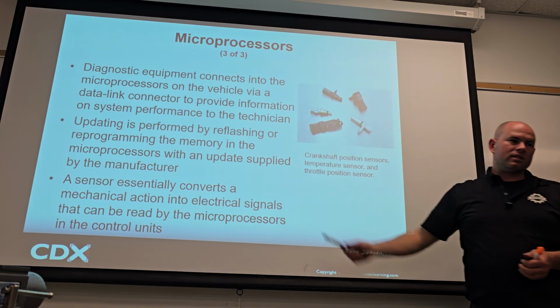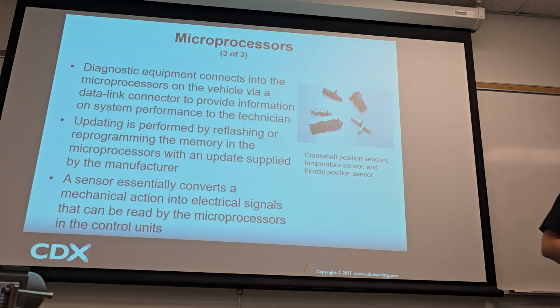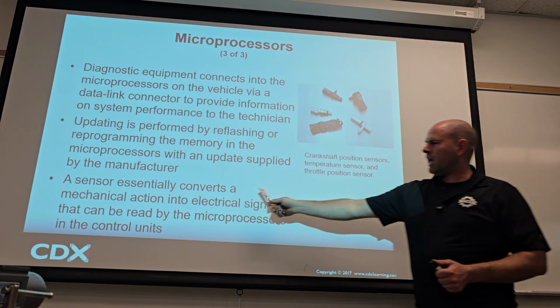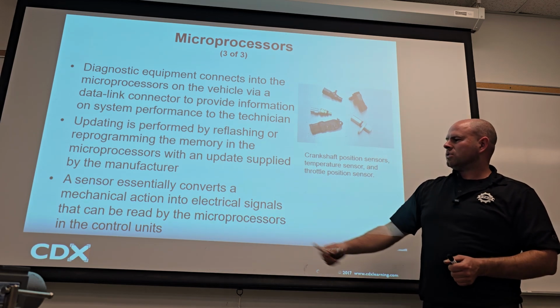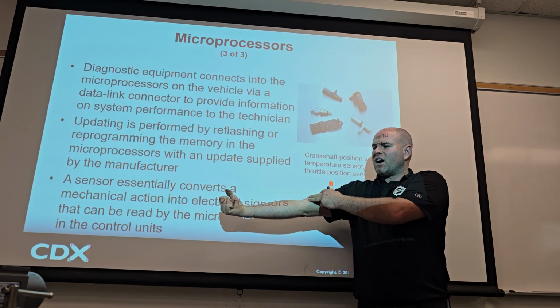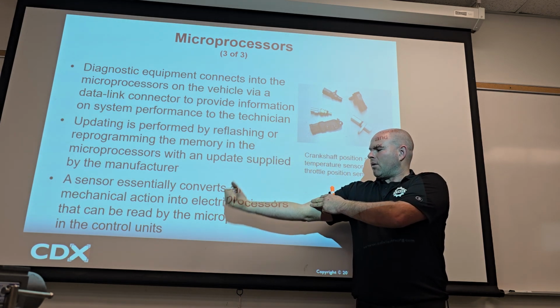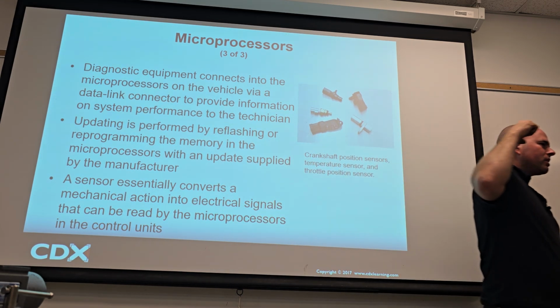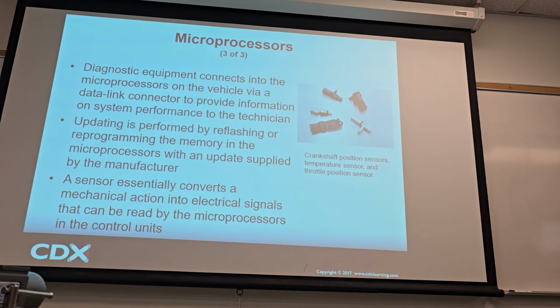So without going crazy, the sensors, as you'll recall, convert a mechanical action into electrical signals. So remember I was showing you last week this thing? This would be like 0.5 volts. This would be 4.5. That would be maybe a potentiometer. We might have various different types.